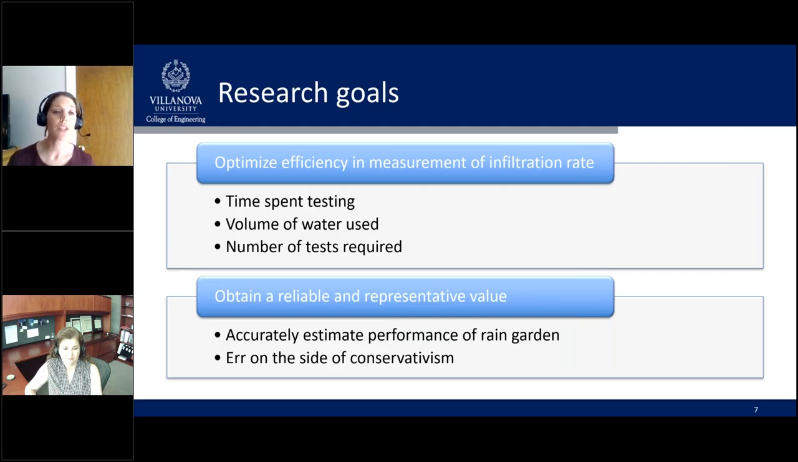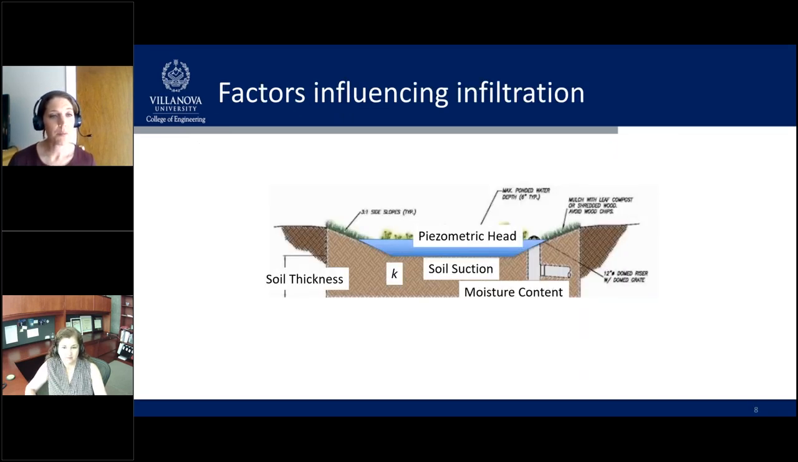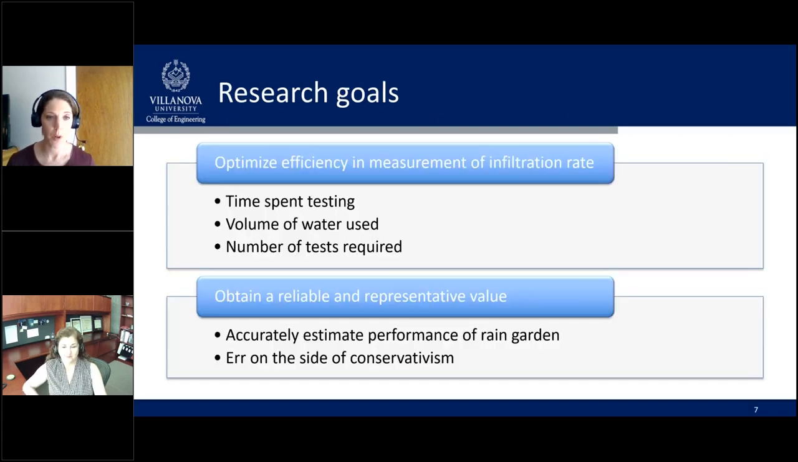That relates to the second goal, in blue here. In minimizing the number of tests required, we still want to make sure we're obtaining results that are accurately estimating rain garden infiltration rates. Note that we say estimate here rather than predict for reasons that Dr. Welker will discuss a little more later. The final note here is that our approach was to err on the conservative side as far as how many tests were required, so that the values would lean towards slightly lower, if anything.